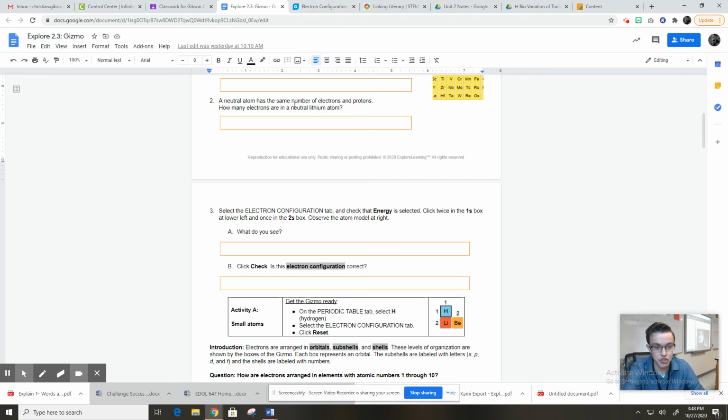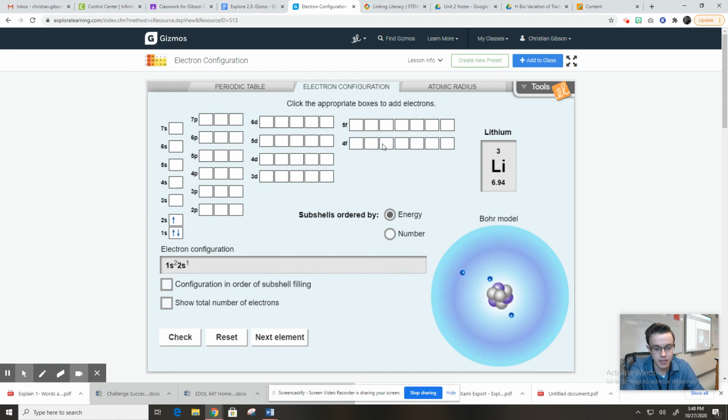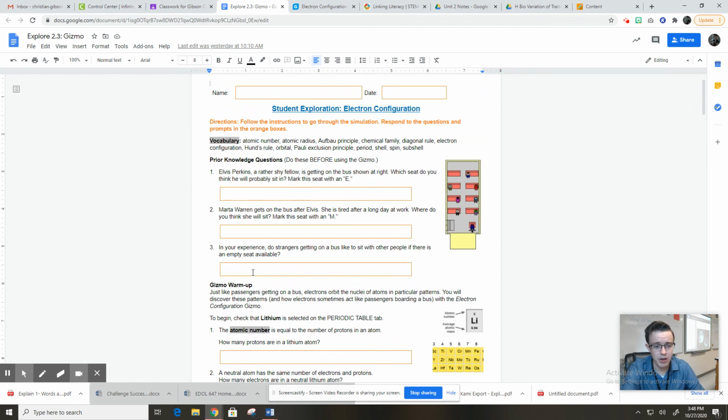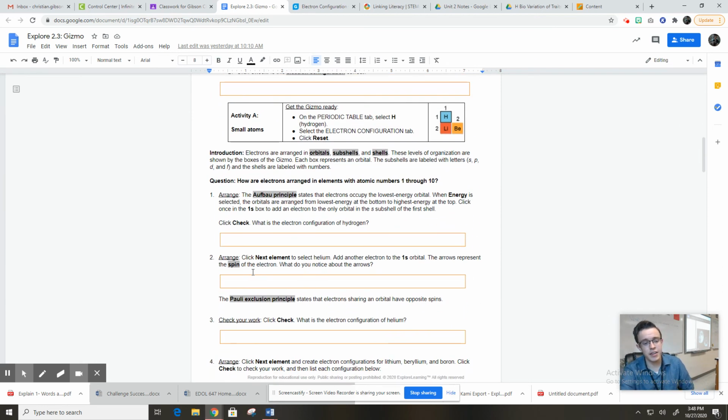It says, then click check. Is this electron configuration correct? So where's check? We're going to click that. It says, yes, it is correct. So this is the electron configuration for lithium. Here's the orbital notation, which you're used to doing, and here's the electron configuration. As you can see, it's very similar, except instead of drawing the boxes with the arrows, we simply write how many electrons would be in each box. Okay? So there's the warm-up. There's the prior knowledge. I'm going to let you guys take it from here for activity A and B. If you guys have any questions, feel free to email me, and then make sure to submit this when you're done. All right, good luck, guys.